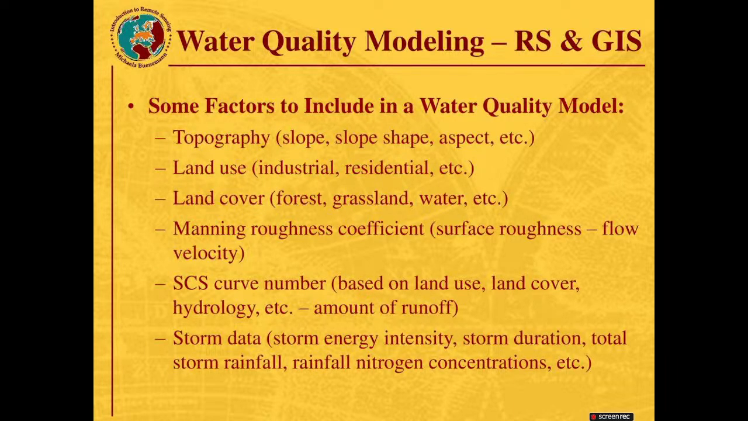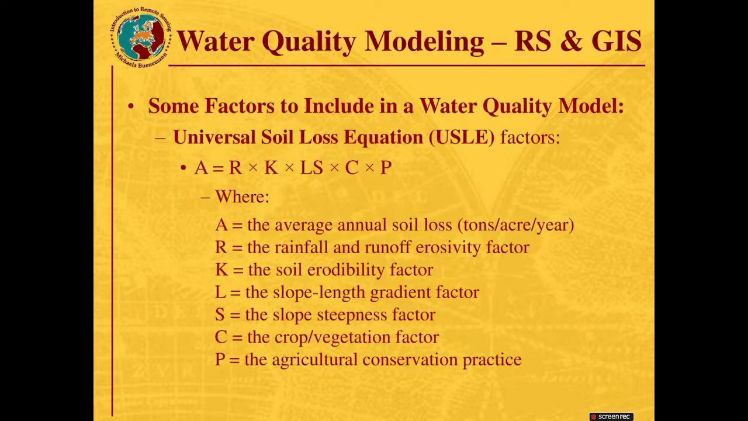Some factors included in a water quality model are topography, soil, slope, aspect, land use, land cover, the roughness coefficient, the curve number, and storm data. All of these are factors included in the water quality model. Soil loss and erosion are also correlated with the water quality model. When soil erodes, the water is also polluted, because the soil mixes with different types of organic or inorganic matter in the water. That's why they include the RUSLE model here: we can measure soil loss erosion using it and calculate how much soil has eroded. So these factors are also responsible for water quality modeling.